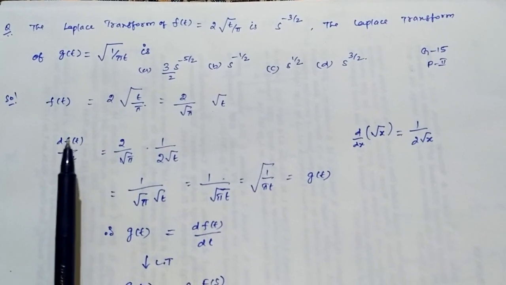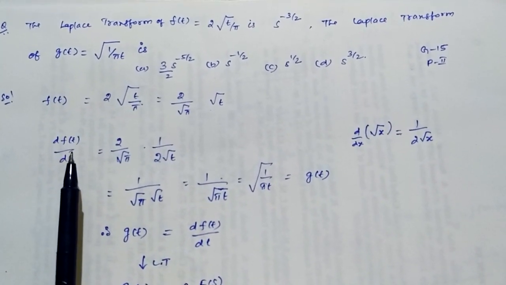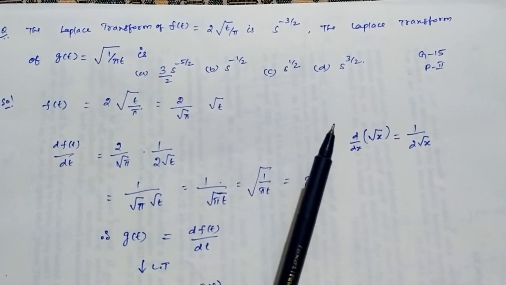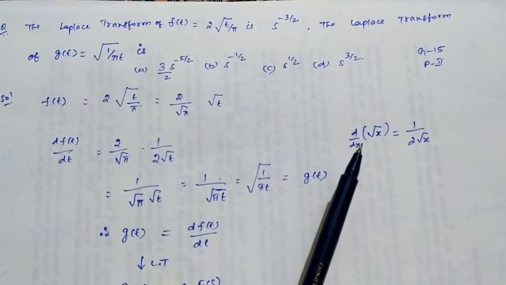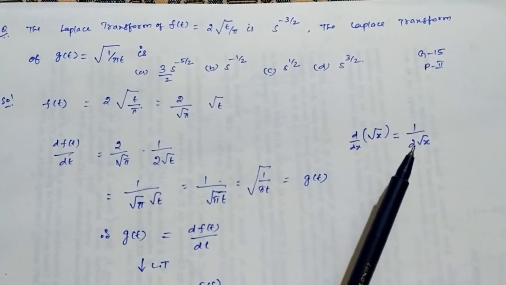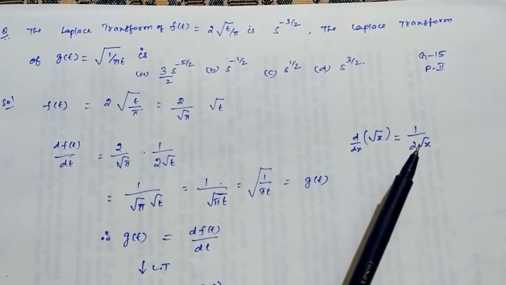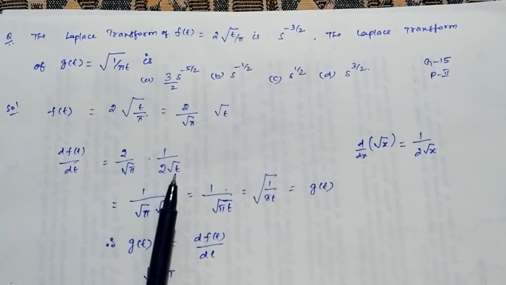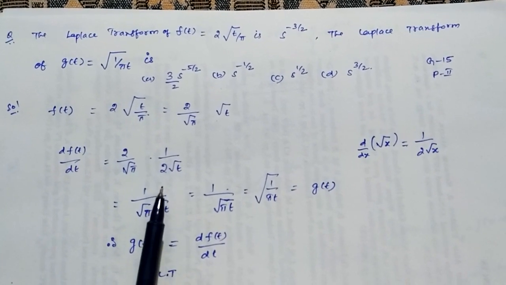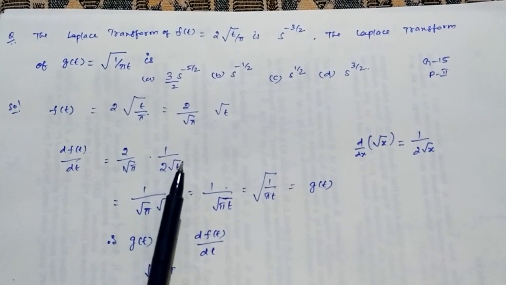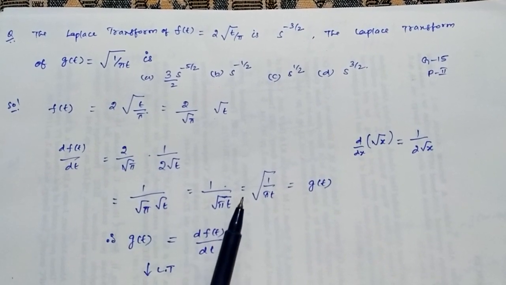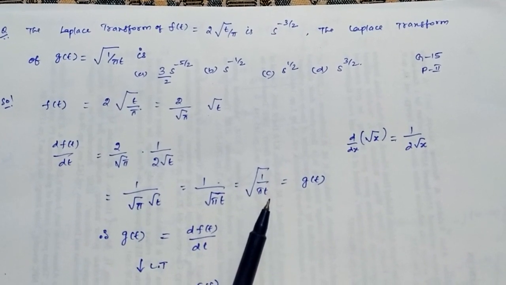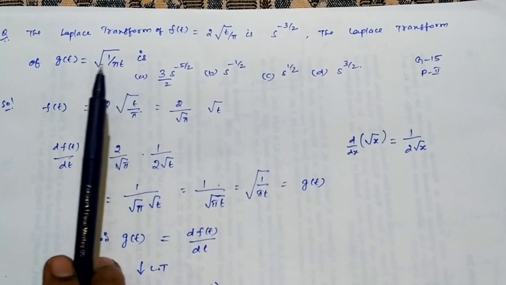For this function, once you differentiate, 2 over square root of pi is a constant. So for square root of t, we know the well-known formula d by dx of square root of x is 1 divided by 2 into square root of x. So when we differentiate root t, we have 1 by 2 root t. When we combine and simplify, the 2 cancels, and we get the answer square root of 1 divided by pi into t. So that is nothing but g of t.